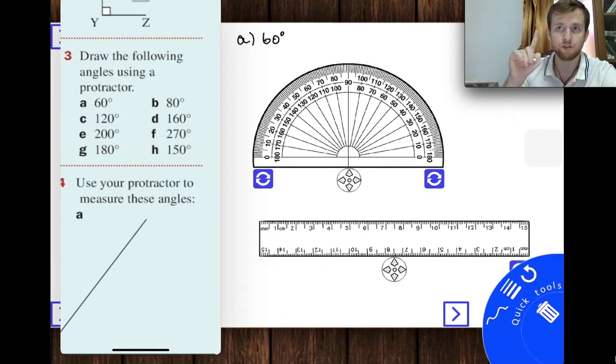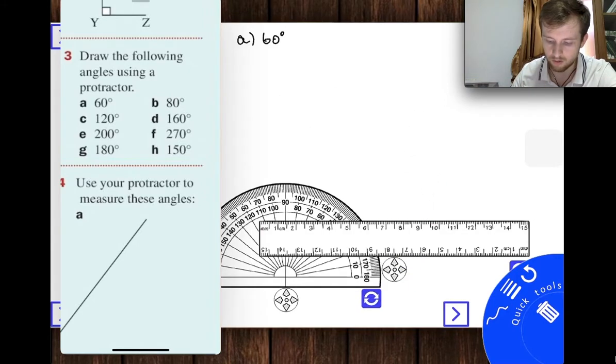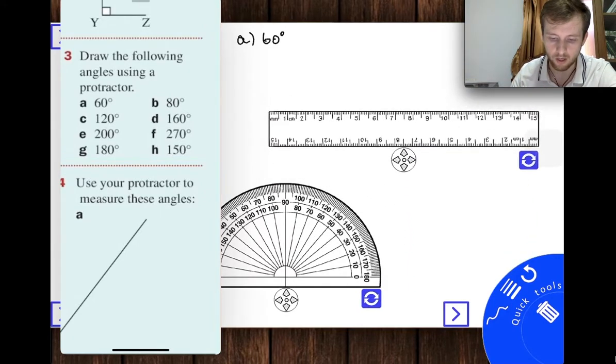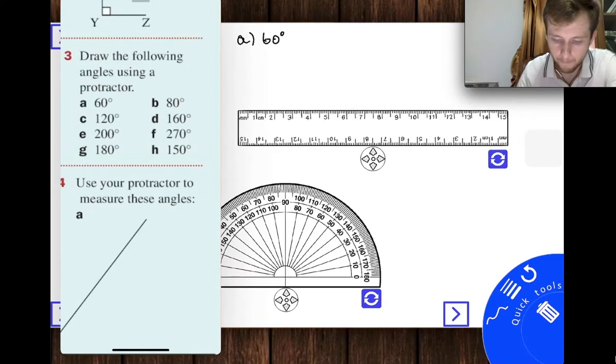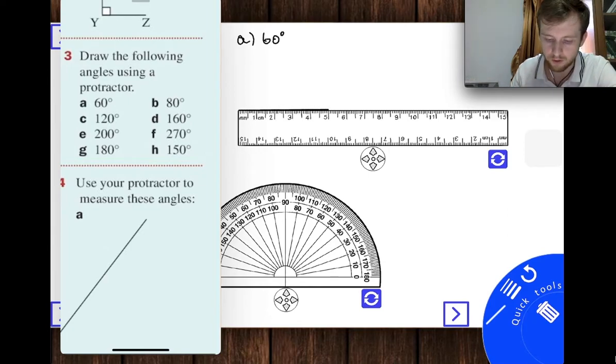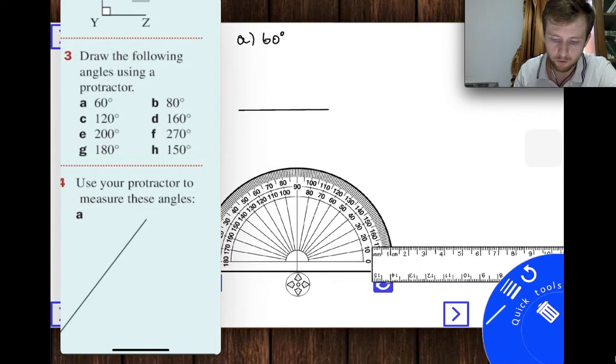So first thing you do is you draw a straight line to draw an angle, 60 degrees. Let's draw a straight line here. The line can be as long as you want, not too small, not too long so that you can see it, and maybe 5 centimeters is fine. So I'm just gonna draw a 5 centimeter line, and then I go protractor.